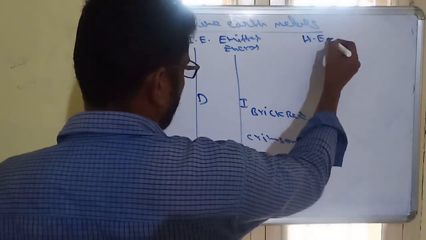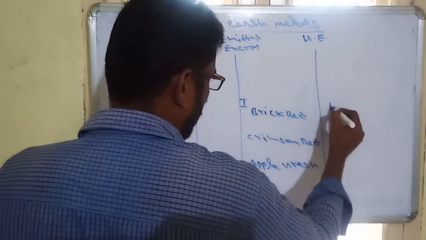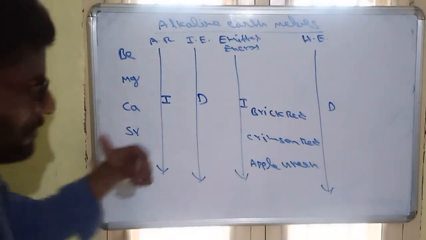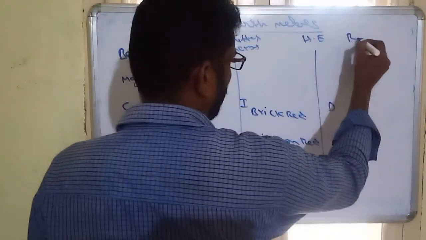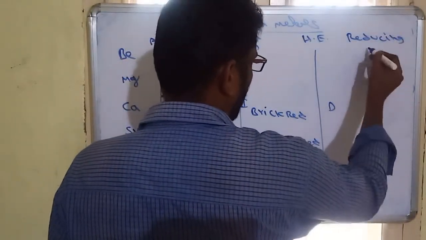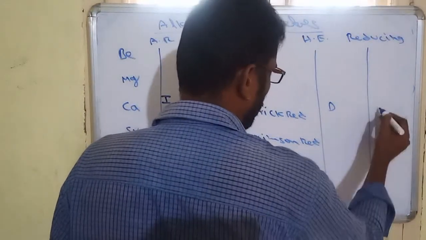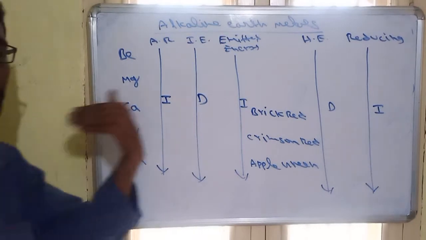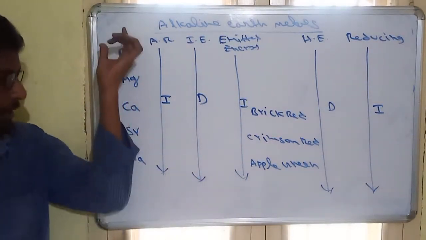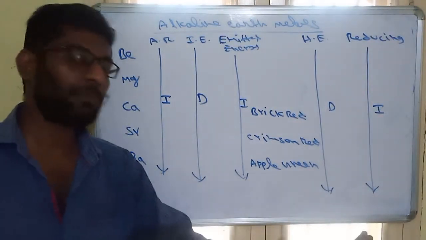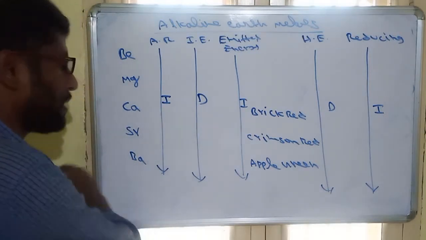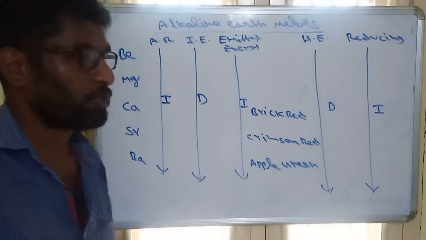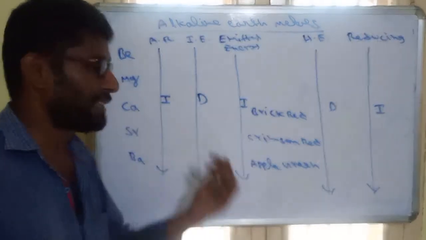Similarly, hydration enthalpy decreases from top to bottom. Beryllium has a high hydration enthalpy, barium a low hydration enthalpy. Another important property is reducing nature, which increases from top to bottom. Here there is no exception; in the first group lithium is an exception, but here reducing nature increases from top to bottom. Barium is a strong reducing agent, whereas beryllium is a weak reducing agent. These are some important physical properties of the second group.